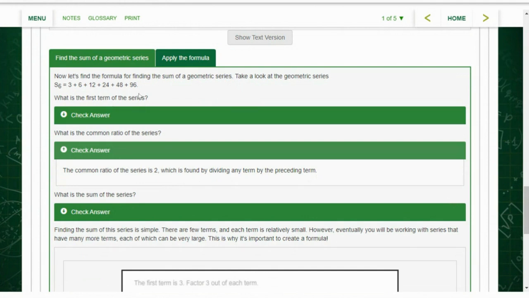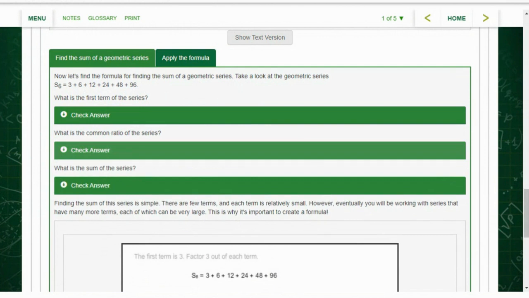If you weren't sure, you could go to the last term and divide it by the one in front of it. 96 divided by 48. Or we could go to the 48 and divide by the 24 in front of that. But you can pick any term, 6, and divide by 3, and that's 2. So any term that you pick, if you divide by the one in front of it, that'll give you the common ratio of 2 in this case.